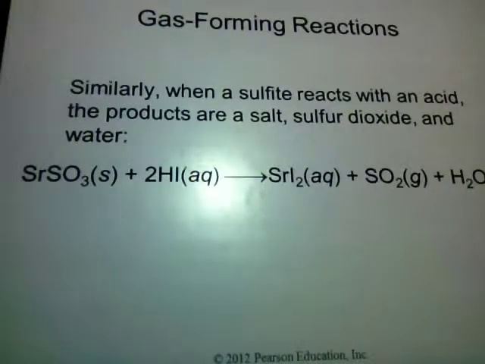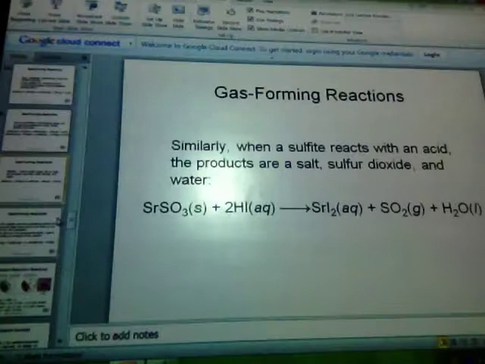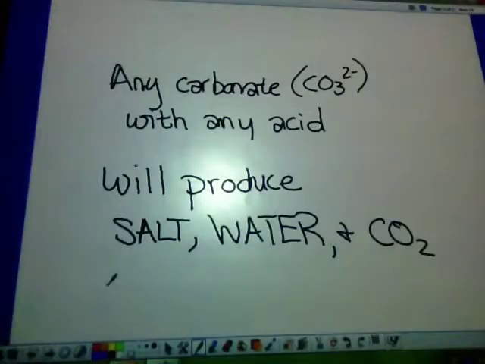Okay, next one. Any sulfite. So we know that sulfites are SO3 2-. Any sulfite that reacts with an acid will produce salt, sulfur dioxide, and water. So let's add that one to our notes.